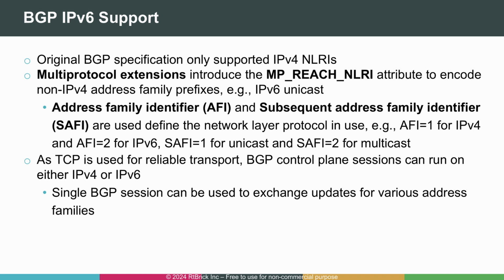In the case of IPv6 unicast, the AFI field is set to 2, for IPv6, and the SAFI field is set to 1, for unicast. This combination ties the next hop attribute to one or two IPv6 addresses, a globally unique IPv6 address and, optionally, a link local address.